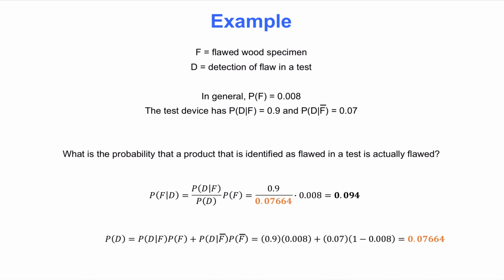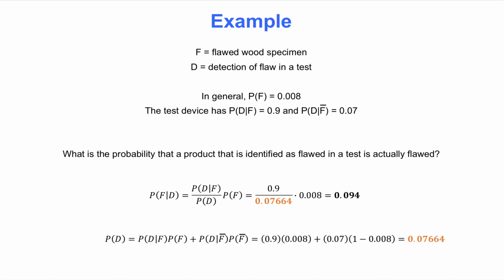Fortunately, we have a testing device to help us understand if a specimen is flawed. The symbol D is employed for the event that the testing device detects a flaw. Based on experience, 0.8% of the overall population of specimens are flawed. The test device is not perfect, but there is a 90% chance that it will detect a flaw if a flaw is indeed present. On the other hand, there is a 7% chance that it will raise a flag even if there is no flaw present in the specimen.